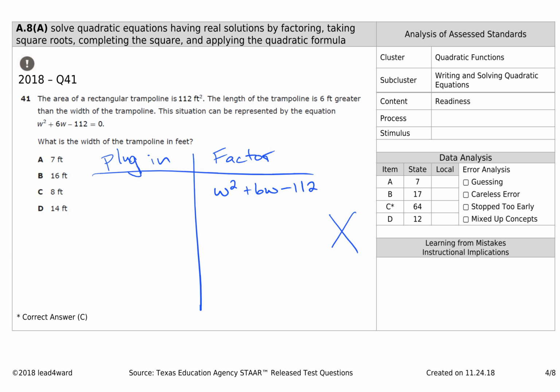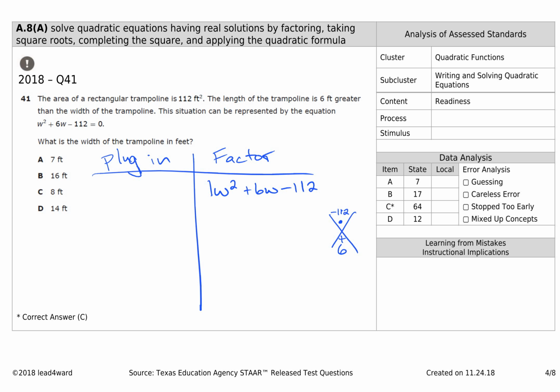So we like to organize it in the x factor. We multiply the a term times the c term. 1 times negative 112 is negative 112. And we put the b term at the bottom. And then we ask the question, what two numbers multiply to give us negative 112 and add or subtract to give us a positive 6?